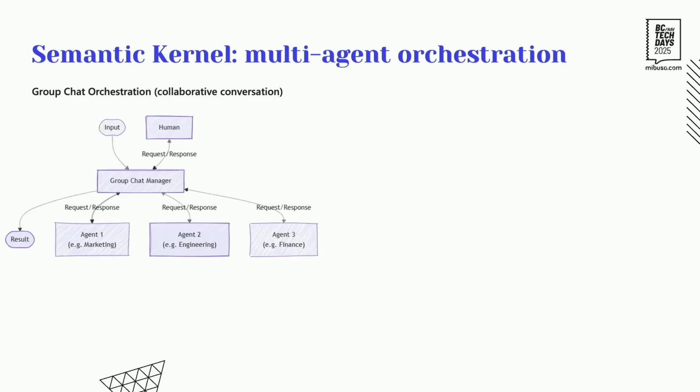The third pattern is what is called the group chat orchestration. Group chat orchestration is a collaborative conversation between agents plus the human. Sometimes Semantic Kernel can detect that for a particular question it needs to ask the user something more, so you can also take the human in the loop for that. Then there is a set of collaborative operations between the agents, and then you can have the response at the end.